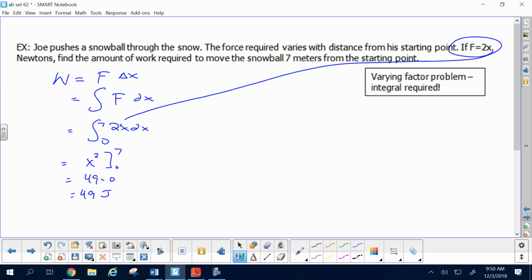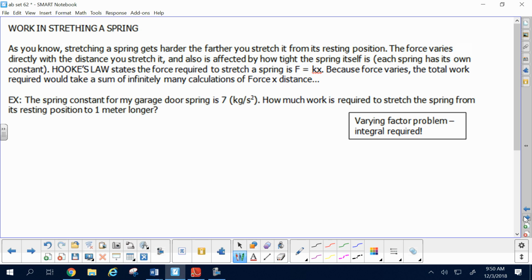Are we cool? They won't play with you on the units. They'll give you newtons and meters. Are we cool? Those are easy. Those are the ones in the book. Now, let's try another one in the book.